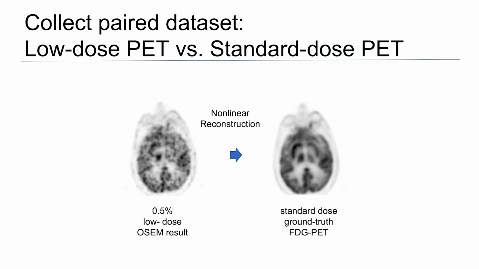So here is an example of a paired dataset. On the left-hand side is a low-dose PET. So it shows the simulation result from a 0.5% low dose, which is as if we reduce 99.5% of the radiation. And we can see the image quality is poor because it has so little information we can use. And on the right-hand side, it shows the standard dose ground truth. In this case, it's FDG PET as oncology cases. So in this way, we try to train the deep learning for nonlinear reconstruction to map from the left to the right.